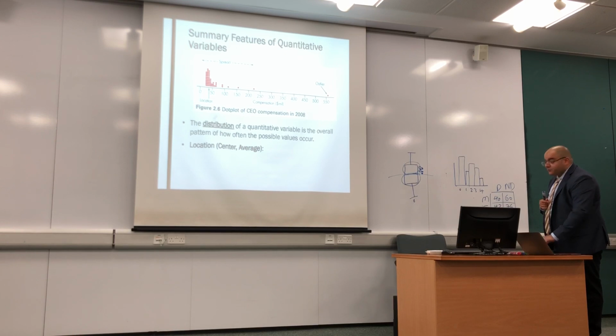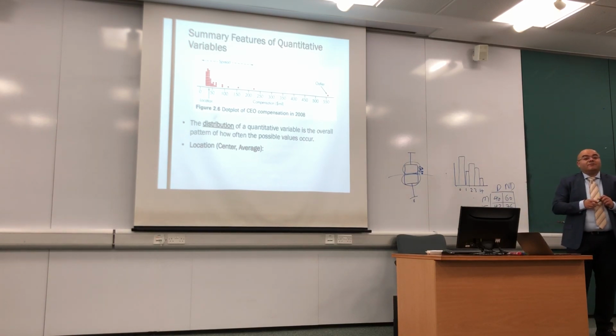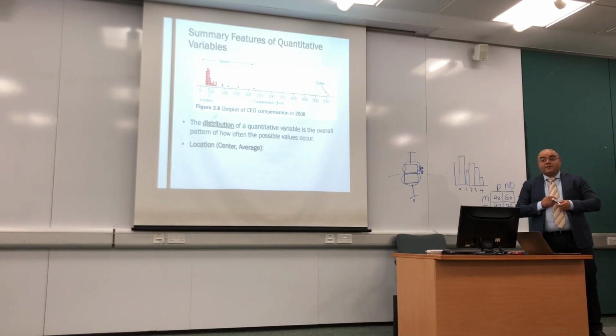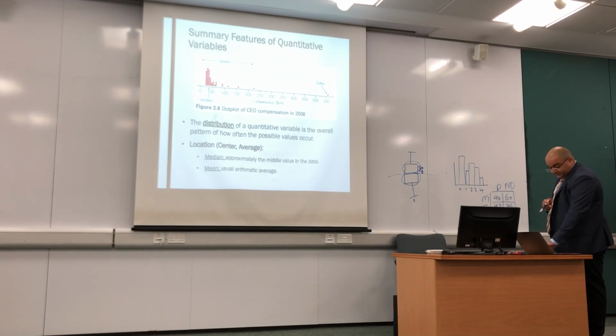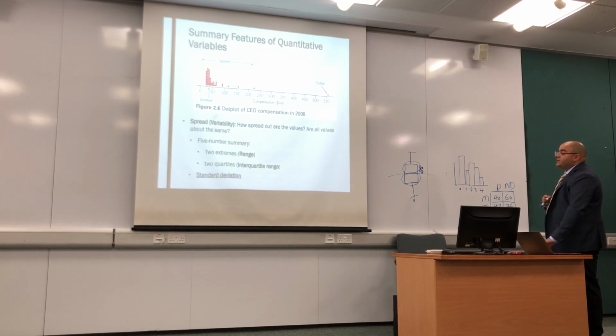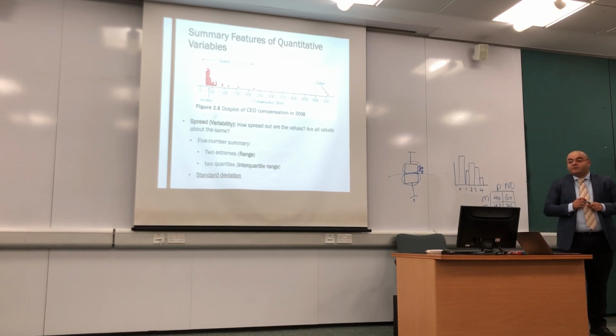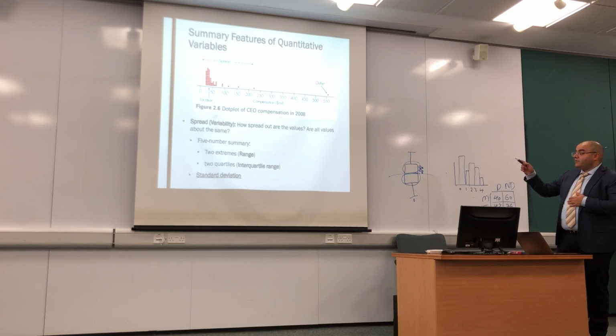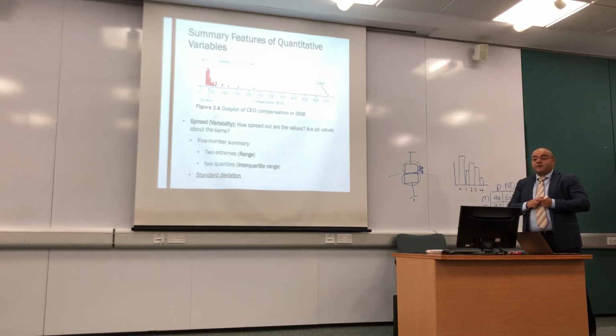Now the location, what is it? It's what they call measures of central tendency, which is the average, the mean, or the median. Okay, so that's the location. Spread is variability, how spread out the values are. To know how they spread, today we learned the five number summary. We can know it through the extreme values and the quartiles.